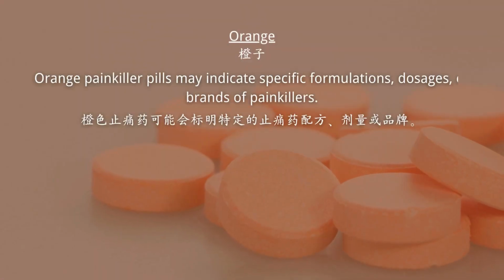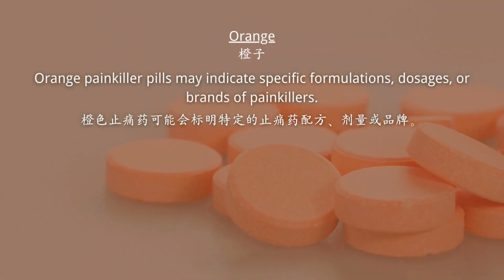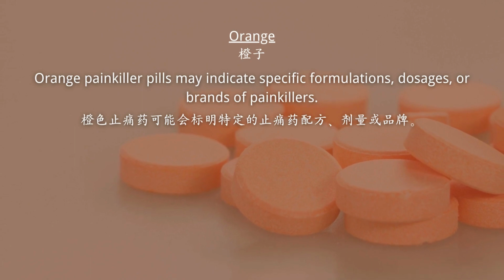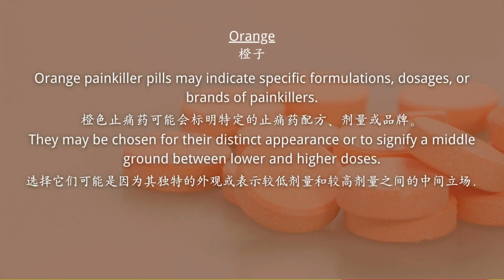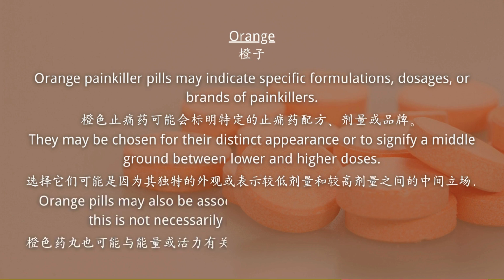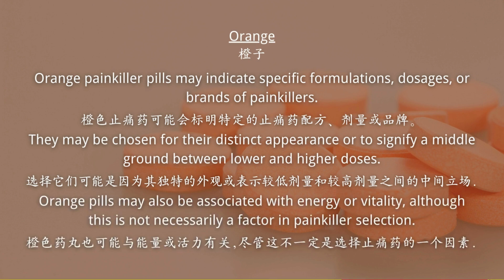Orange painkiller pills may indicate specific formulations, dosages, or brands of painkillers. They may be chosen for their distinct appearance or to signify a middle ground between lower and higher doses. Orange pills may also be associated with energy or vitality, although this is not necessarily a factor in painkiller selection.